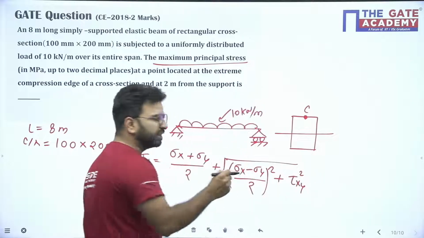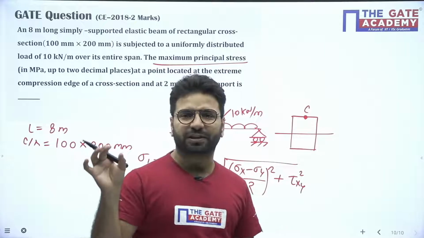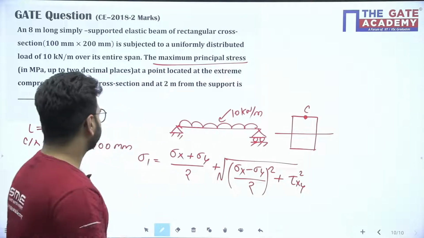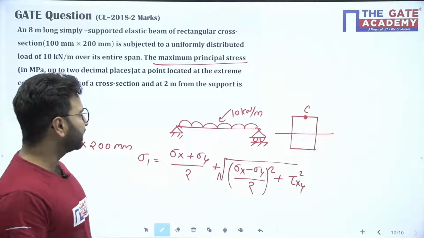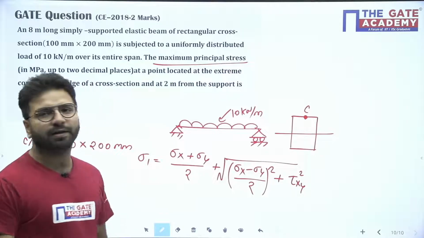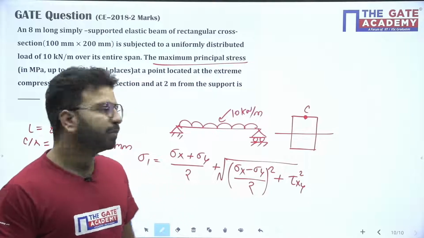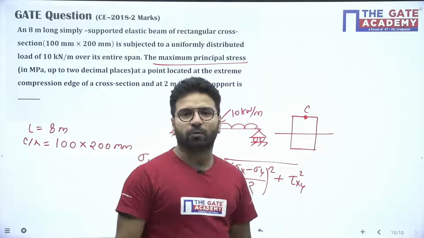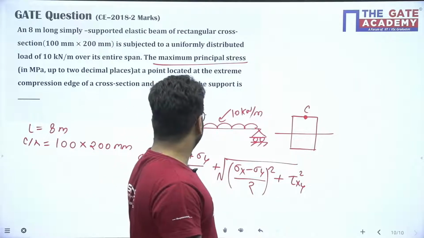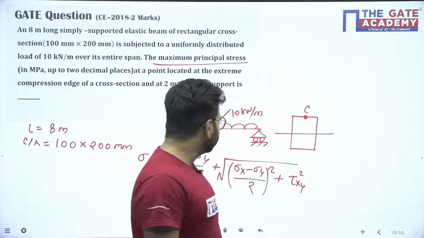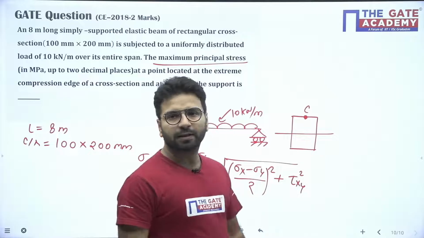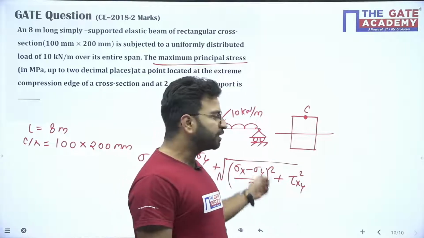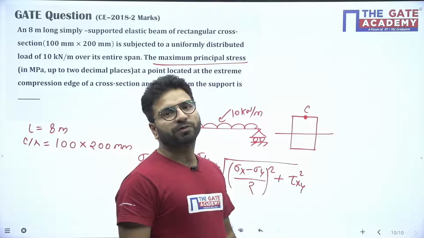We will discuss this in detail in analysis of stress and strain, but the question demanded it, so I am taking this question here. So (sigma x plus sigma y) by 2 plus under root of ((sigma x minus sigma y) by 2) whole square plus tau xy square. A simply supported beam is subjected to UDL. Due to this, which stress will develop?